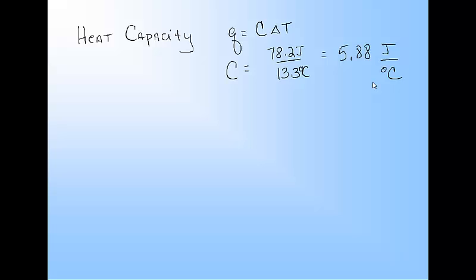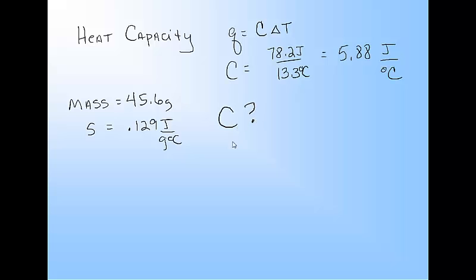Okay, what do I mean, Mrs. G? What are you talking about, Mrs. G? Let's say that they tell you that they have a mass of 45.6 grams, and they give you specific heat capacity of 0.129 joules per gram degree Celsius, and they want heat capacity. So let's say the question says something like that. Well, think about it. Think about it intelligently. You got this staring you in the face.